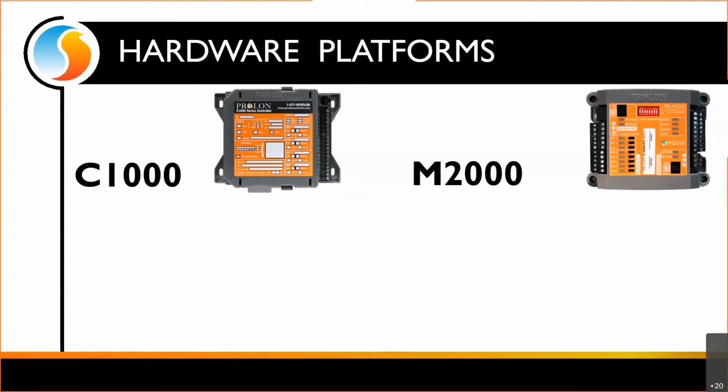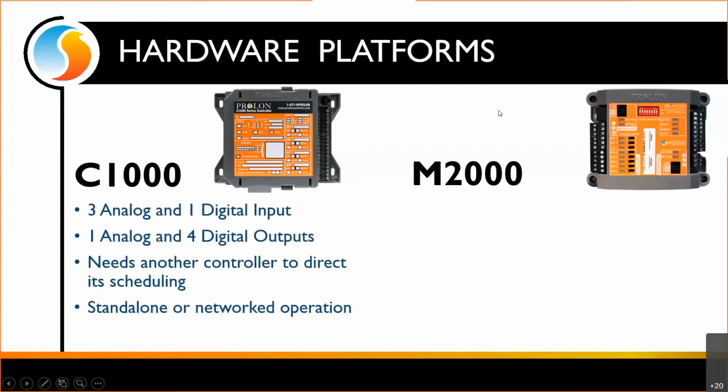We have the C1000 and the M2000 platforms. The C1000 is what we would call a lighter version. So this controller has 4 inputs and 5 outputs. Out of the 5 outputs, 4 of them are digital, 1 of them is analog. And this controller does not have an internal schedule to it.